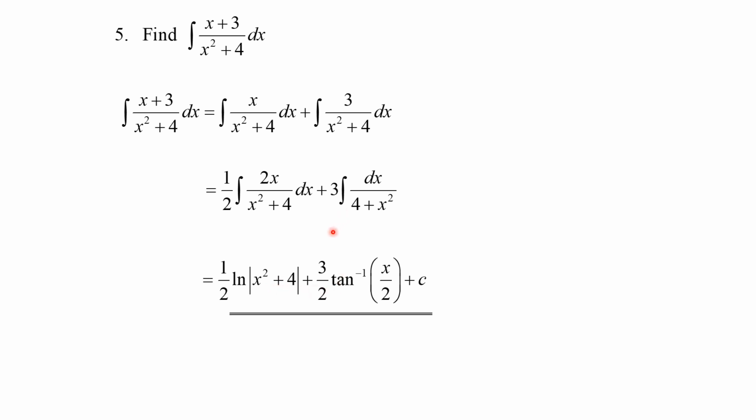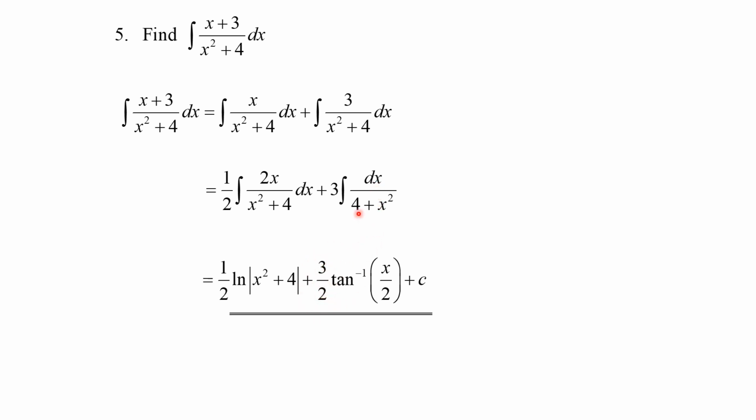Next, for the second part of the function, it is similar to 1 over a squared plus x squared, so it's similar to inverse tangent. We can bring the 3 out. It's as if it's integrating 1 over 2 squared plus x squared, so your a is 2. So it becomes 3 times 1 over a, which is 1 over 2, so it becomes 3 over 2.